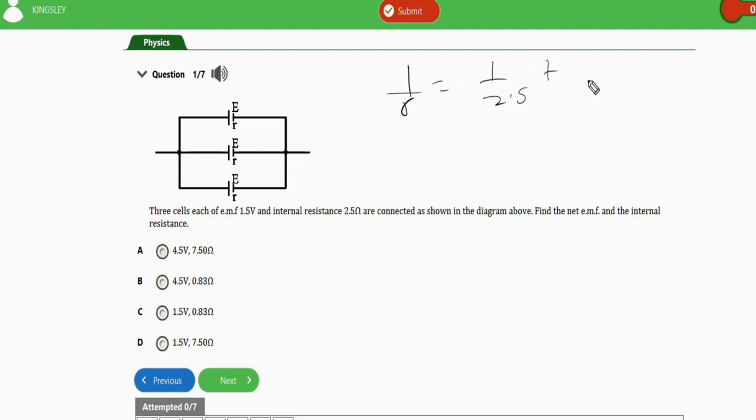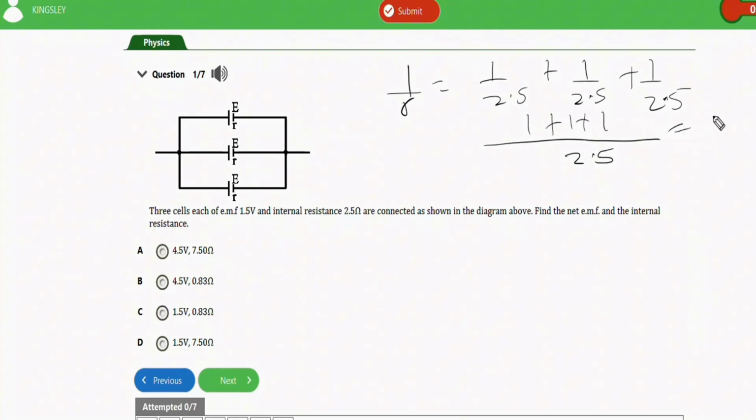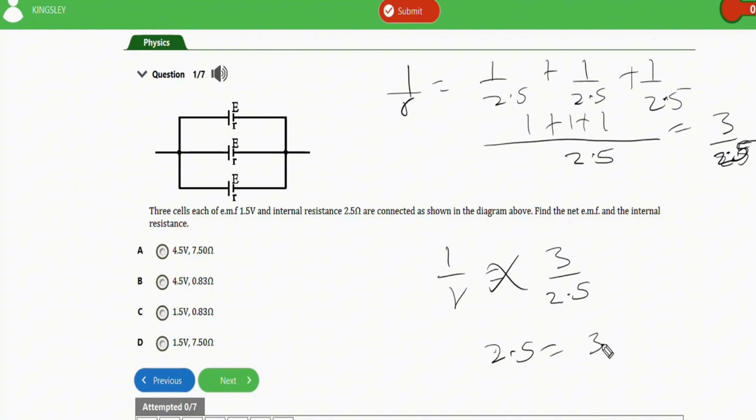1 over R equals 1 over 2.5 plus 1 over 2.5 plus 1 over 2.5. Okay, the LCM is 2.5, so this will give you 1 plus 1 plus 1, left with 3 over 2.5. So we have 1 over R equals 3 over 2.5.